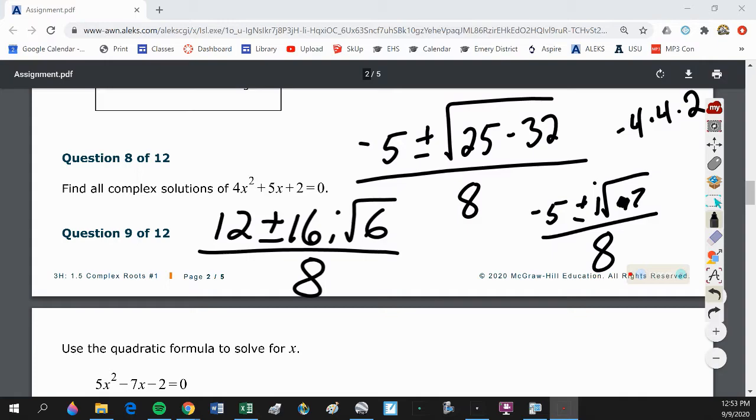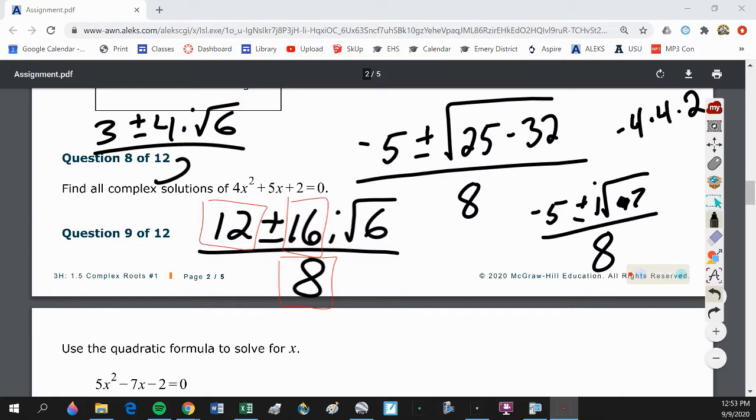Well, the stuff inside the square root cannot simplify, but these three coefficients all have a common factor. They all have a 4. So I can pull a 4 out of everything, and I get 3 plus or minus 4i root 6 over 2. But notice, those did not simplify, because that's really not a 6. It's the square root of 6, which is like 2.4 or something like that. Okay?